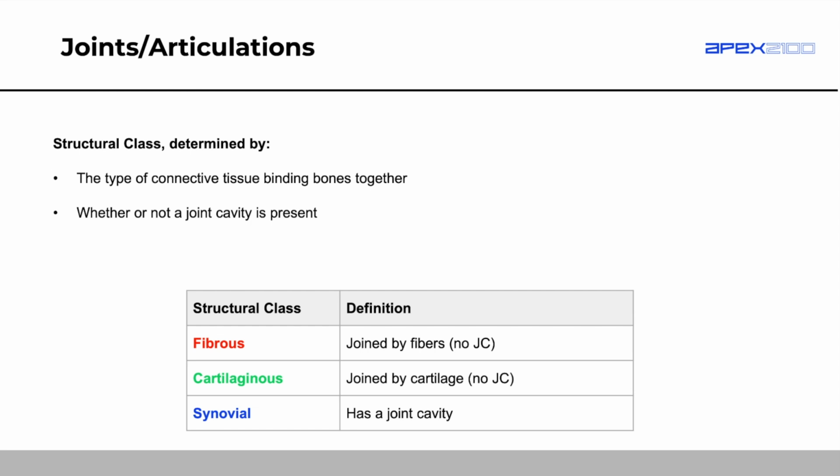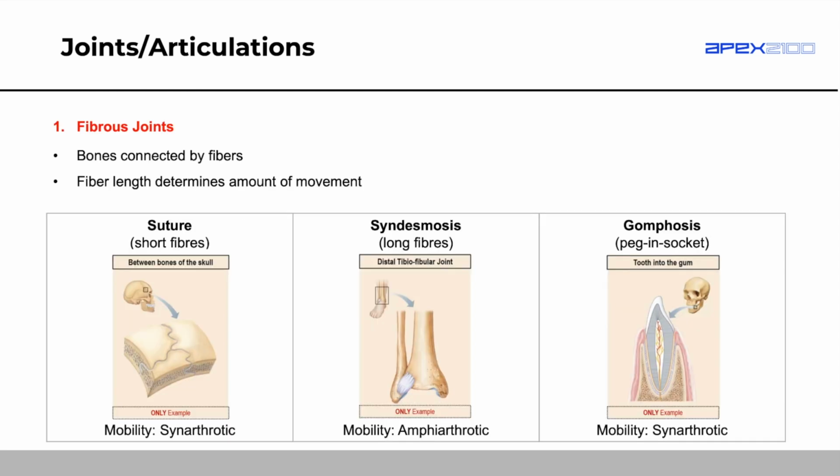So if we look closer at our fibrous joints, there's not many examples of these in the body, so you only need to remember 3 different types, and they've only got 1 example each. These are our bones connected by just fibers, and the length of the fibers that join the 2 bones together determines the amount of movement. So firstly, we've got a suture joint. This is our first type of fibrous joint. So a suture joint is 2 bones joined together by short fibers, and they are synarthrotic. So the only example is the bones of the skull.